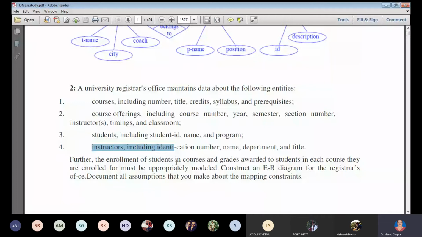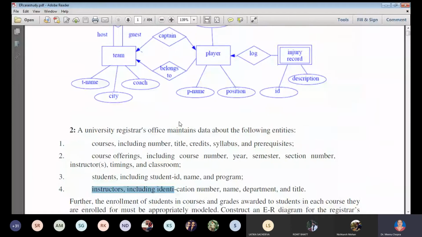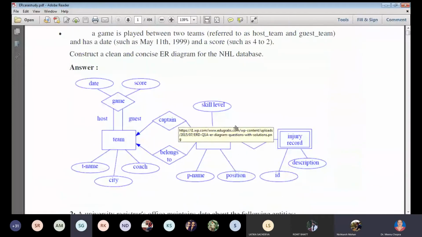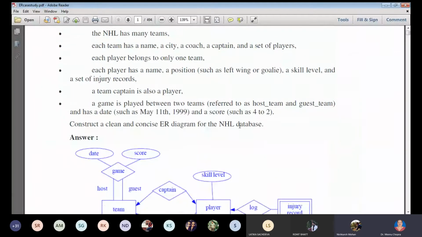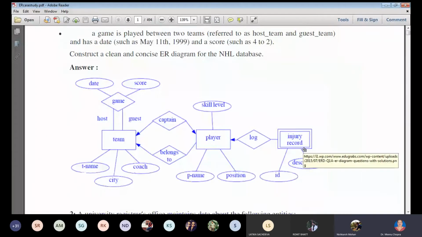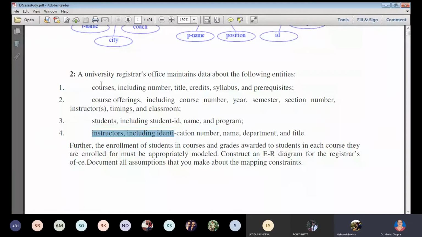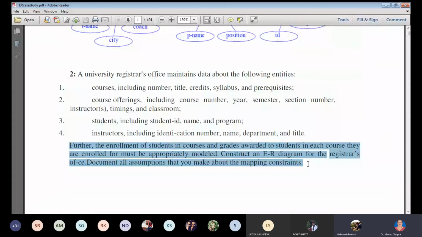Yes, class. Now, is this screen visible to everyone? Look. Yes, ma'am. Fine. So we discussed this case study in the last class, that this is a team. Now the second case study which I am here to discuss is the university registrar. Courses are there, course offering is there, student entity is there, instructor entity is there. Now the question is that you have to make an ER diagram for this university registrar office.